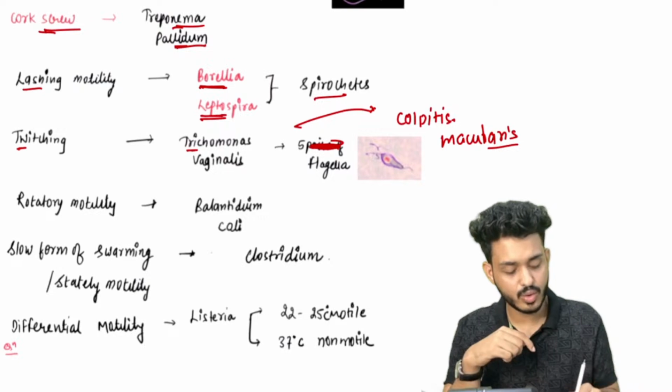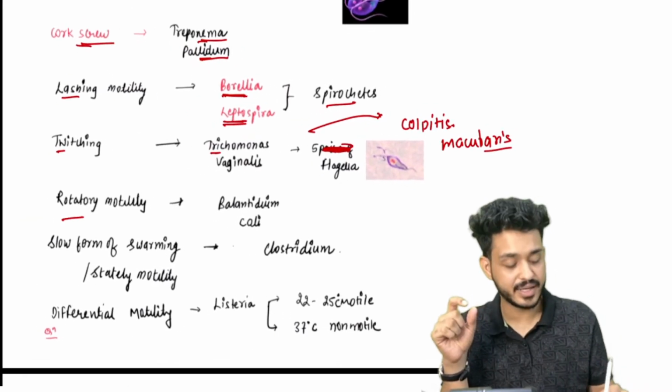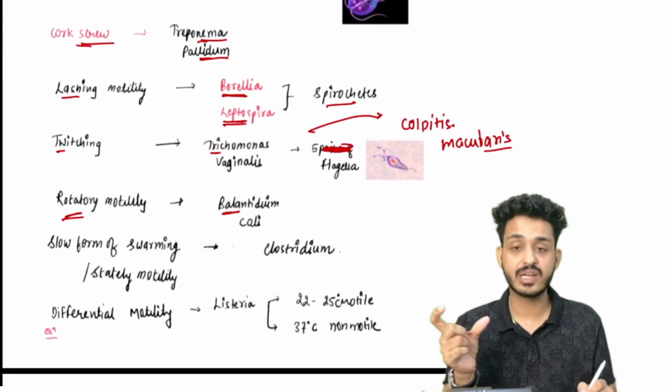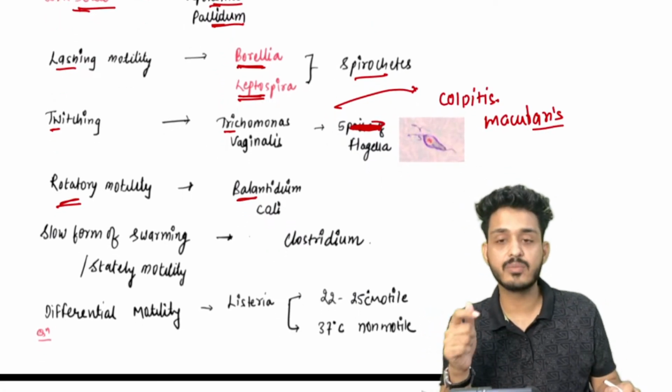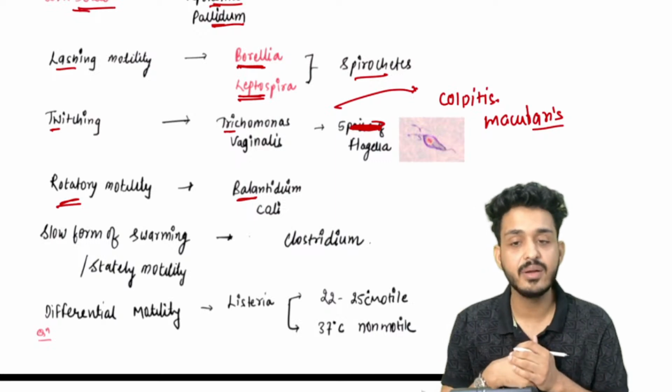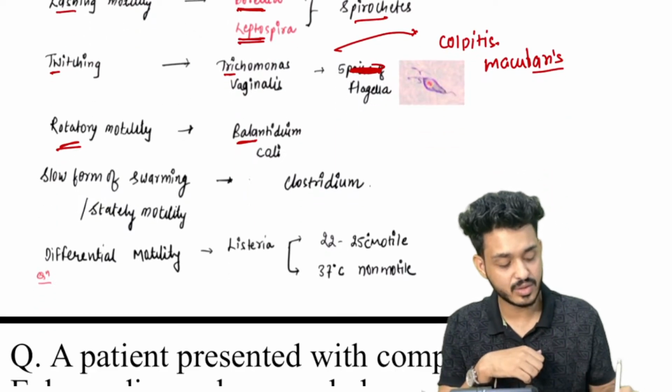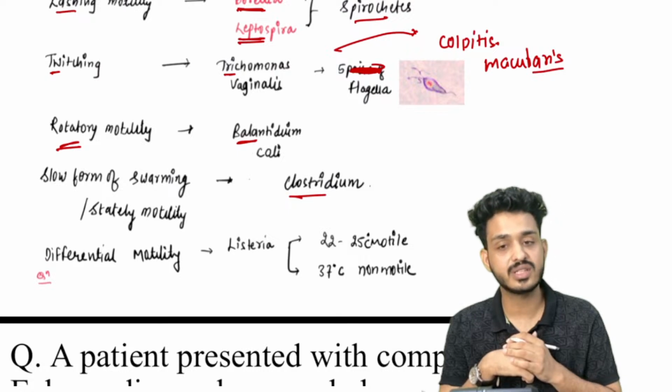Okay. Rotatory motility we will be seeing with Balantidium. Ballan से क्या करते हैं? रोटी बनाते हैं. You can remember like that. Ballan से रोटी बनाएंगे. So that is your Balantidium coli, which will be having rotatory motility. Slow form of swarming, that is known as Clostridium. That is seen with Clostridium motility.